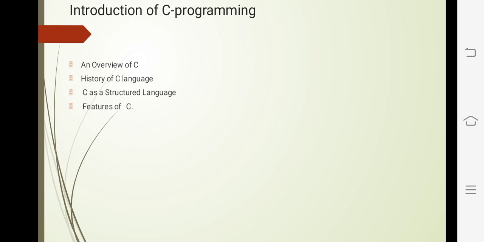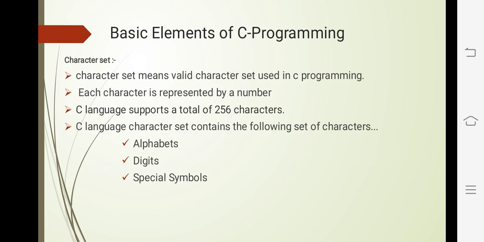In the first topic, introduction of C programming, there is an overview of C programming, history of the C language, C as a structured language, and features of the C language. This point was covered in the previous lecture of C programming. From today we start the topic basic elements of C programming. In that, first is character set.